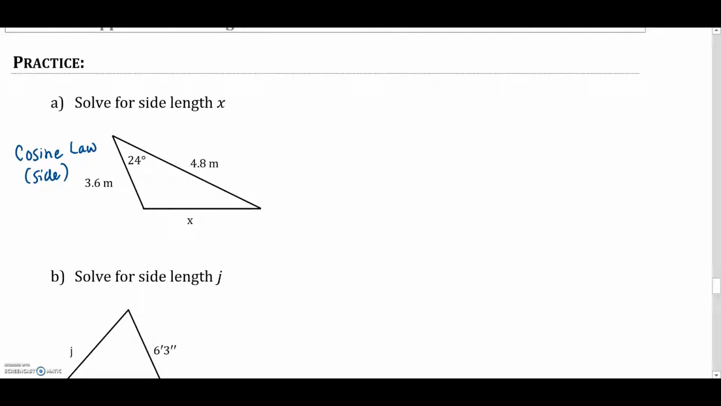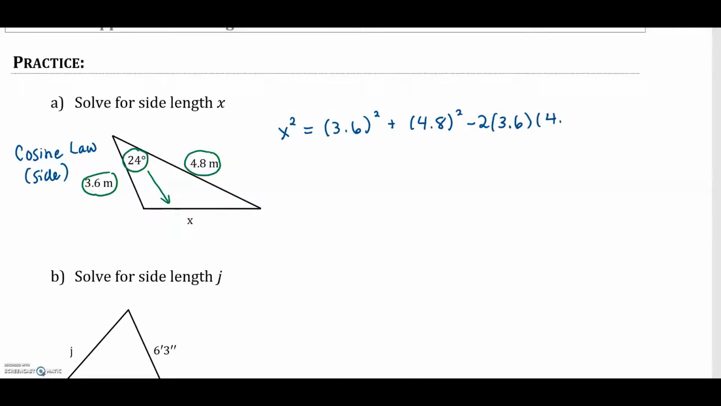Our angle of 24 degrees is contained between side lengths 3.6 and 4.8, both in meters, and the opposite side to the given angle is x. When we set up the cosine law, it will be expressed in terms of x squared on the left-hand side is equal to 3.6 squared plus 4.8 squared minus 2 times 3.6 times 4.8 times the cos of 24 degrees.